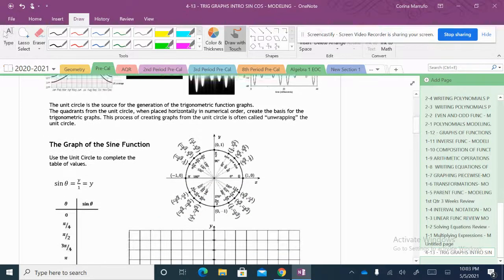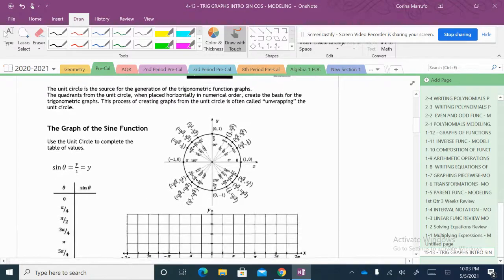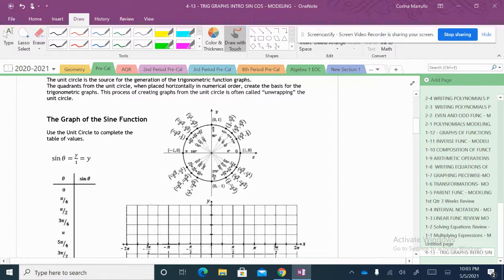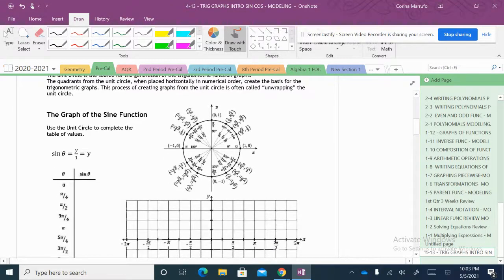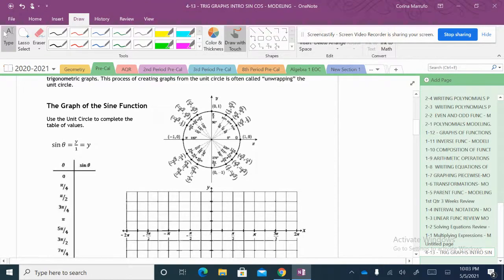So here we have our unit circle. The unit circle is a source for the generation of the trigonometric function graphs. The quadrants from the unit circle, when placed horizontally in numerical order, create the basis for the trigonometric graphs. This process of creating graphs from the unit circle is often called unwrapping the unit circle.